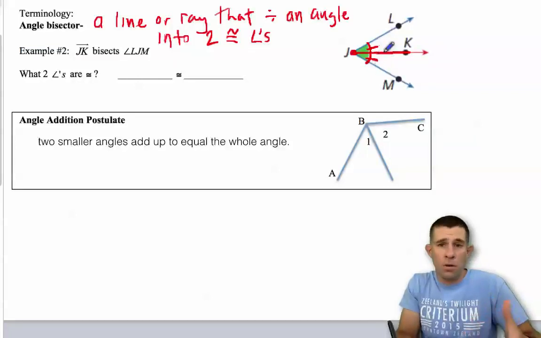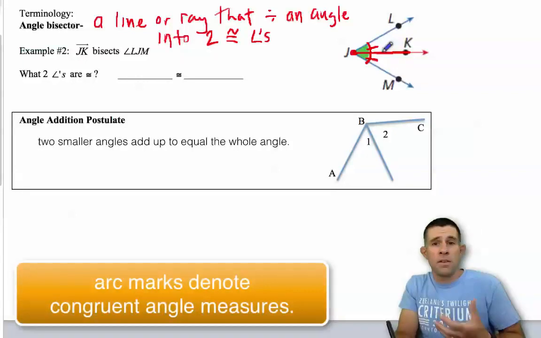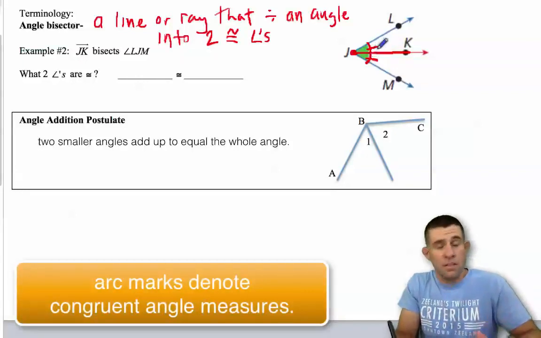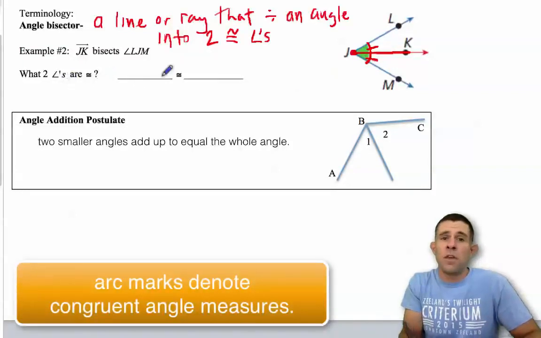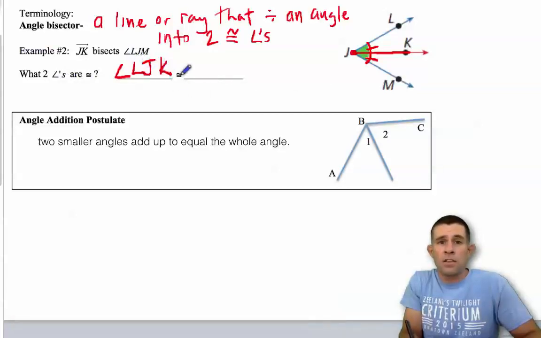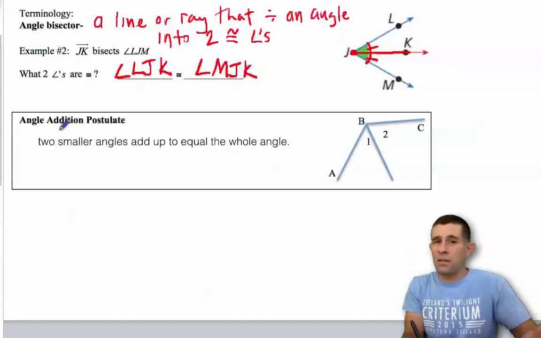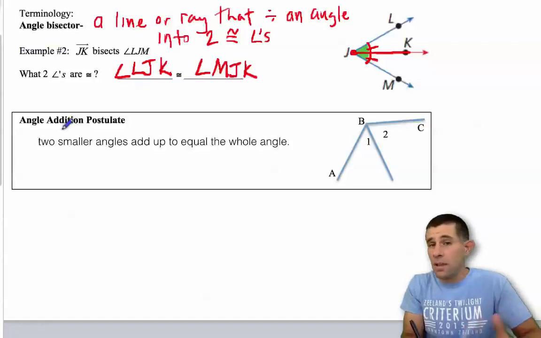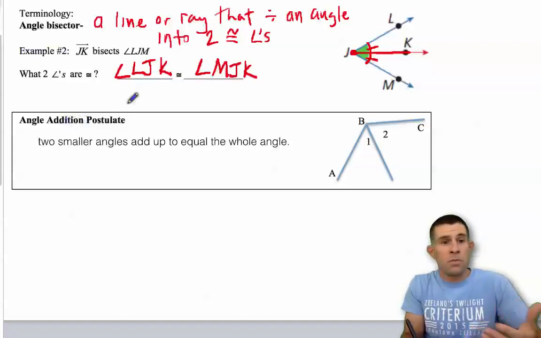Now these are called arc marks. These arc marks, again, because they're identical, indicate that these two angles are congruent to each other. So I'm going to indicate that angle LJK is congruent to angle KJM. All right, now the angle addition postulate is very similar to the segment addition postulate, which remember just means simple fact or truth.